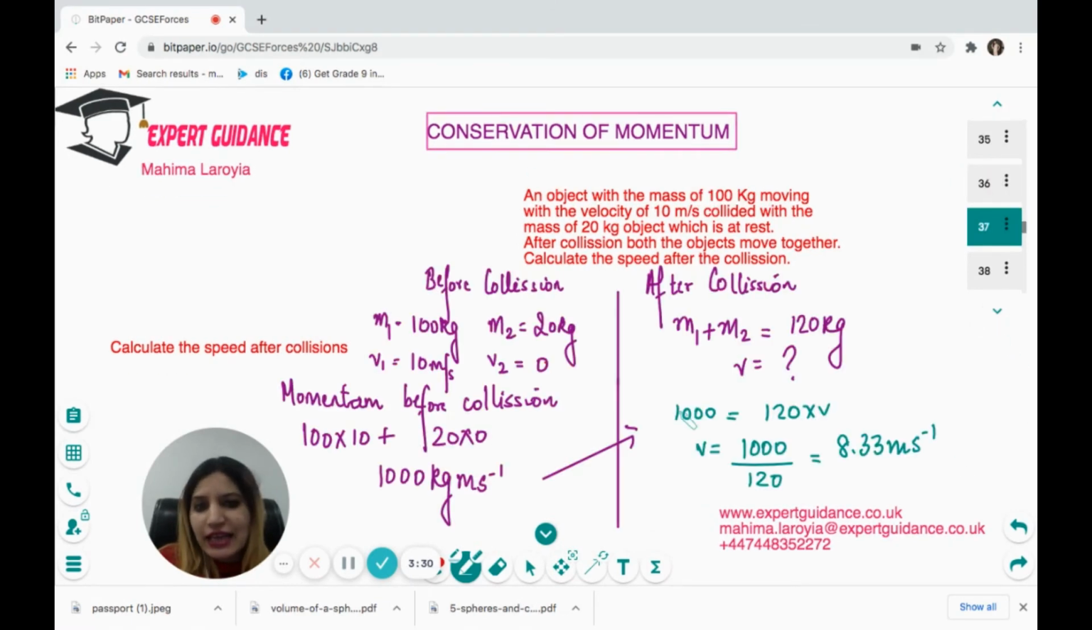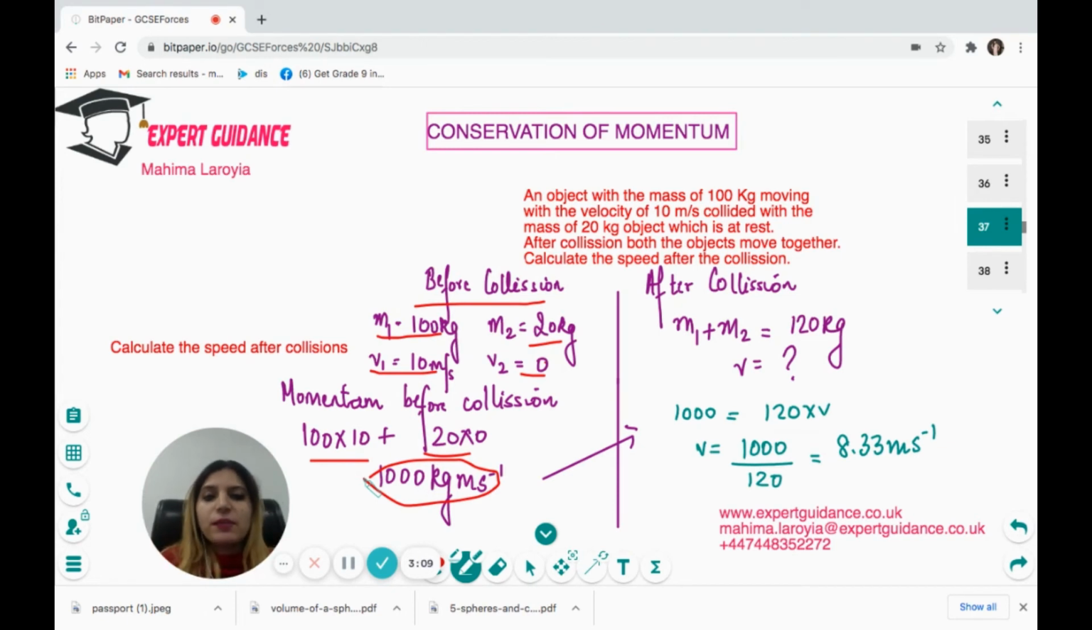Now let us look at it. Before the collision, we know that the mass of object 1 is 100 kg, velocity is 10. So the momentum of body 1 is 100 times 10. But for the other body, since it is at rest, the momentum would be 0. So the total momentum before collision is 1000 kilogram meters per second.